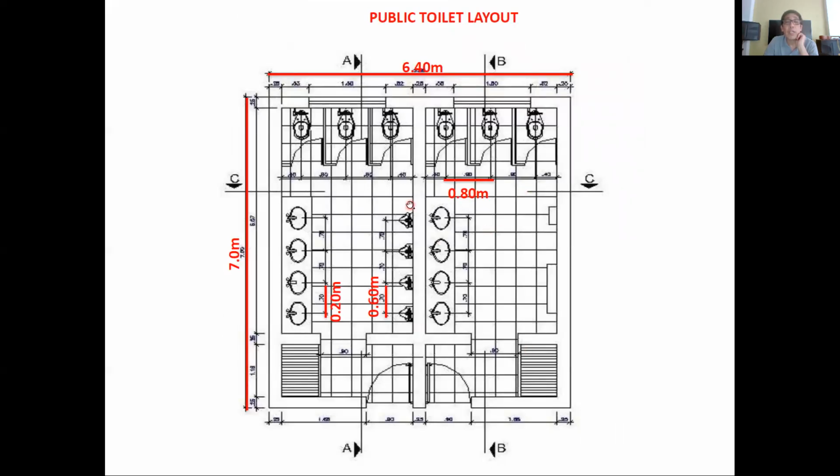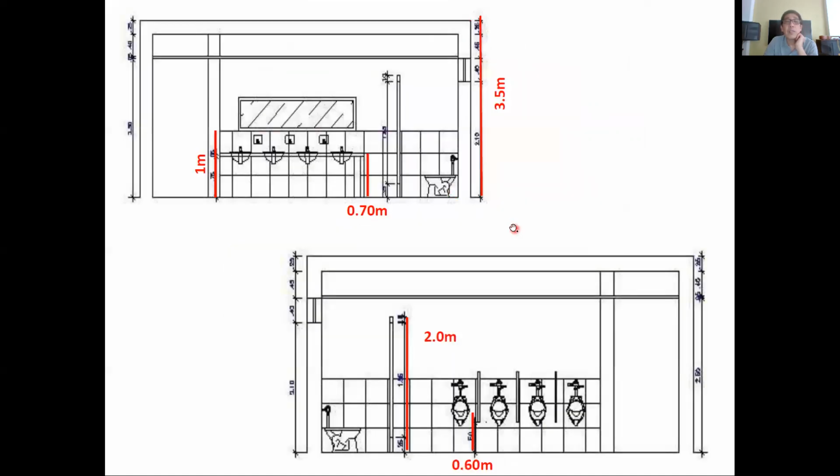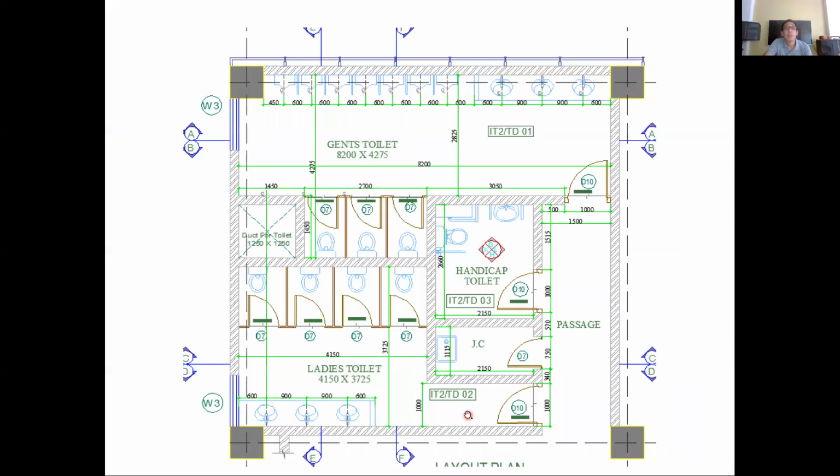This is also a public toilet with the urinals and water closet. This is for the male. This is for the female. You can see that there's also the dimension of the water closet. The height of the urinal is about 2 feet. This is the handicap toilet for the disabled. This is the male toilet. This is the female toilet. There's a janitor's closet. So this is also a sample of a public toilet.